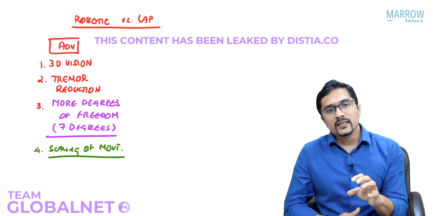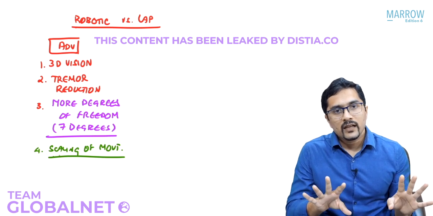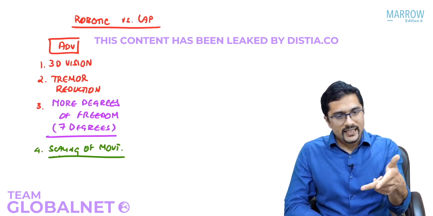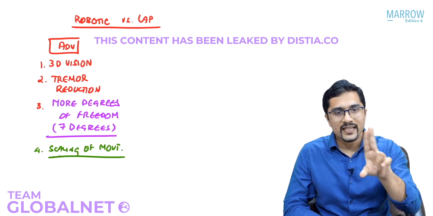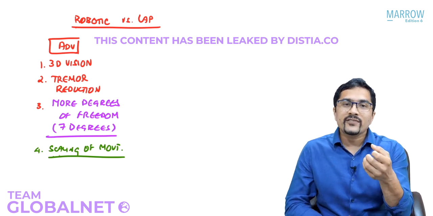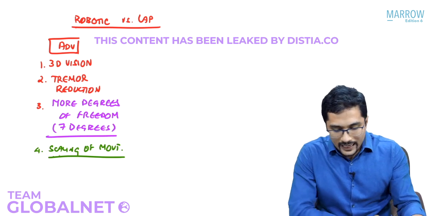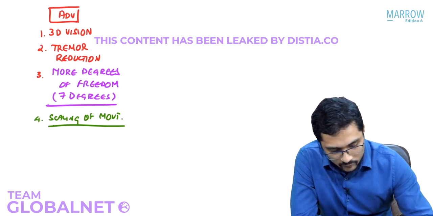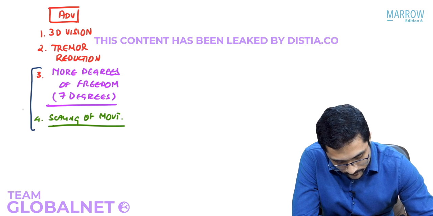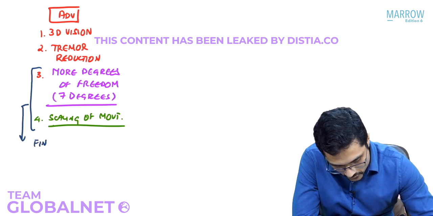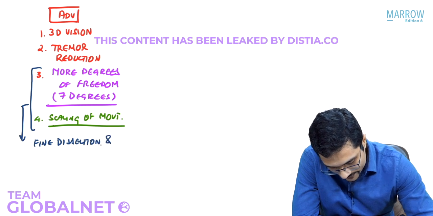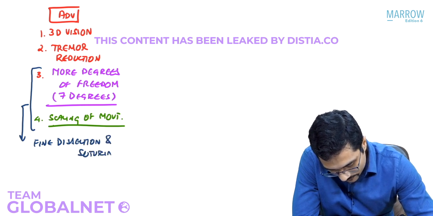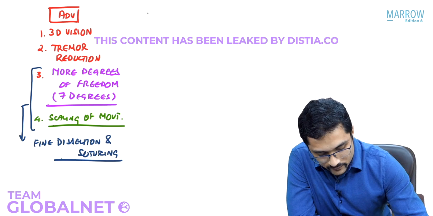But in robotic surgery, I can put in a command that if I move my wrist 180 degrees, I just want the robotic arm to move 30 degrees. Right? I just wanted it to move 30 degrees. So I've scaled down the movement. And by scaling down the movement and having more freedom of movement, we can do fine dissection and suturing. So that is an advantage. Fine dissection and suturing can be done in these patients.